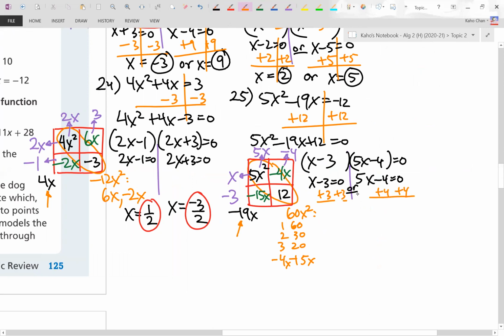Okay, I'm just solving. Here we go. X equals 3, and over here, x equals 4/5. That's correct. Those are your two answers. Woo! Crazy. All right, we got to move on to number 26. Take a break soon here in a minute.